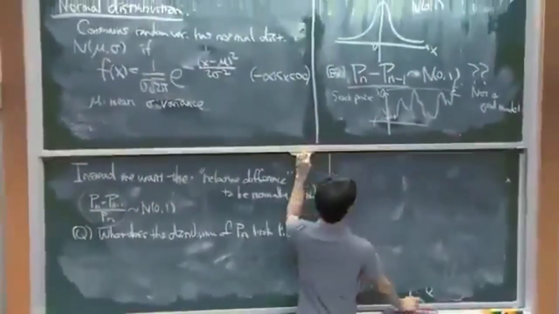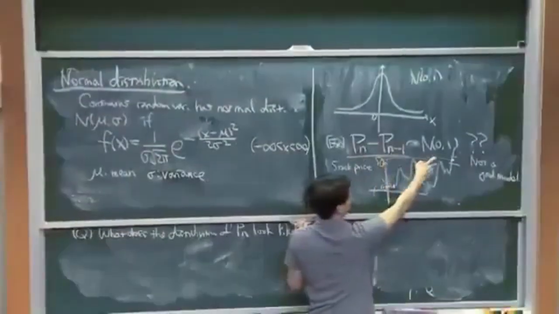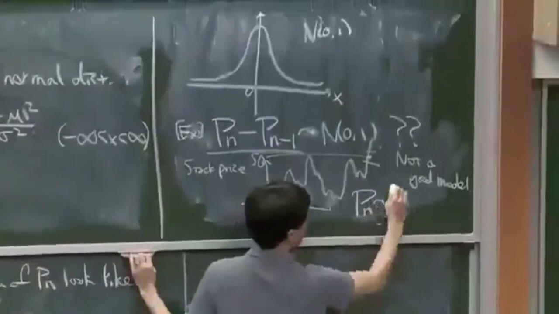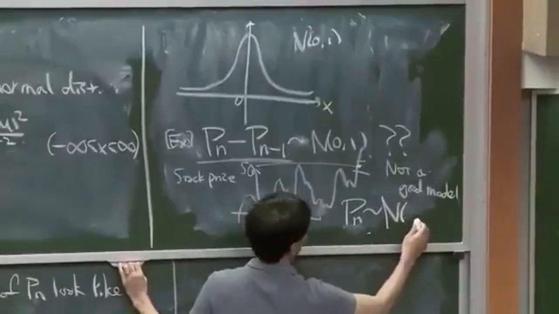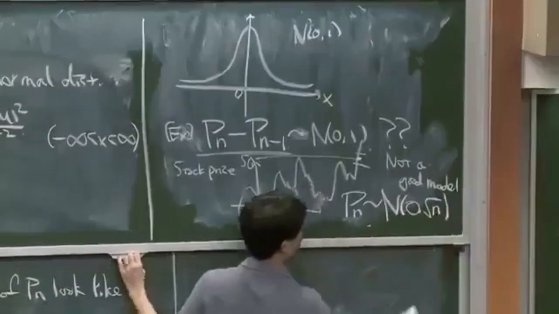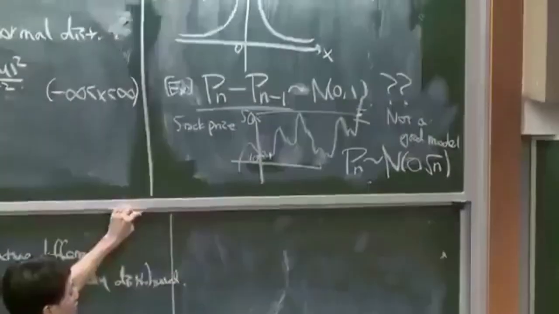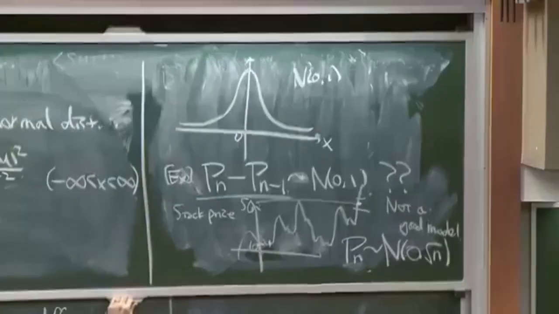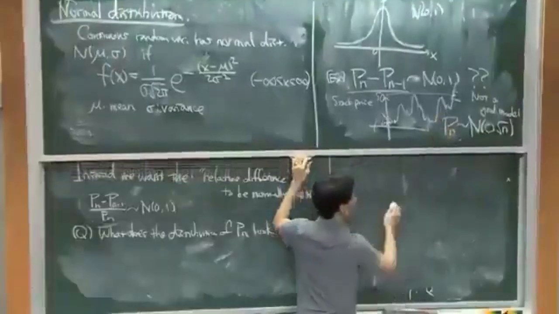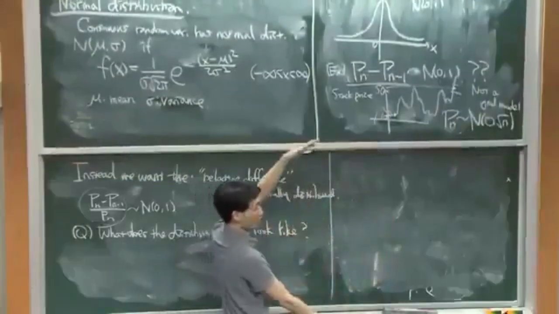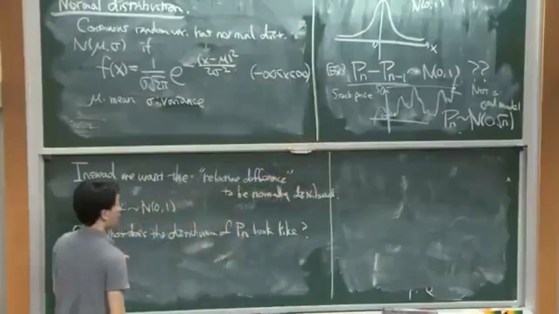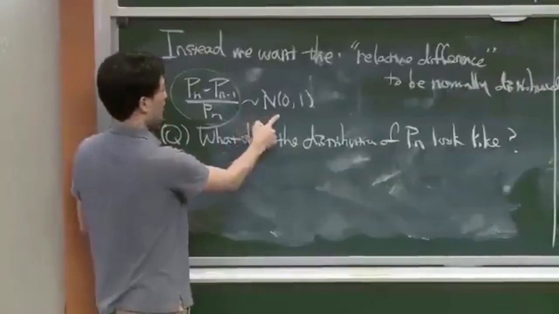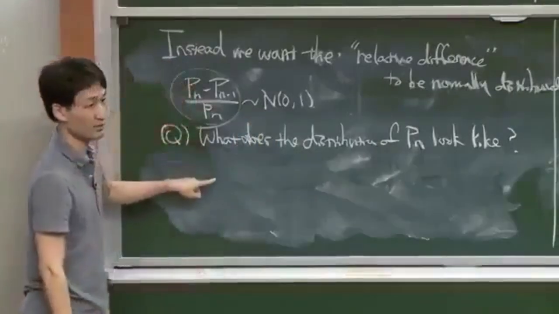One thing I should mention is, in this case, if each increment is normally distributed, then the price at day n will still be a normal random variable. So if there's no tendency, if the average daily increment is 0, then no matter how far you go, your random variable will be normally distributed. But here, that will not be the case. So we want to see what the distribution of Pn will be in this case.